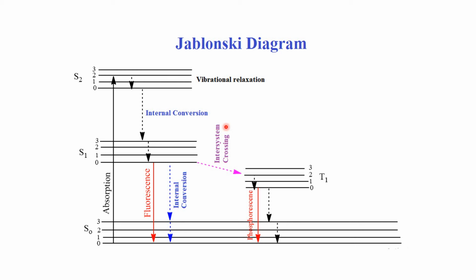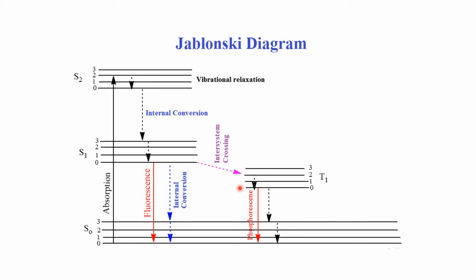non-radiative transitions. Now, from this 0 vibrational level of S1, when the electron comes back to the 0 vibrational level of S0, that is singlet ground state, this difference of energy is released in the form of radiation, which is known as the fluorescence. This radiating light is known as the fluorescent light. So, the transition for fluorescence is S1 to S0.